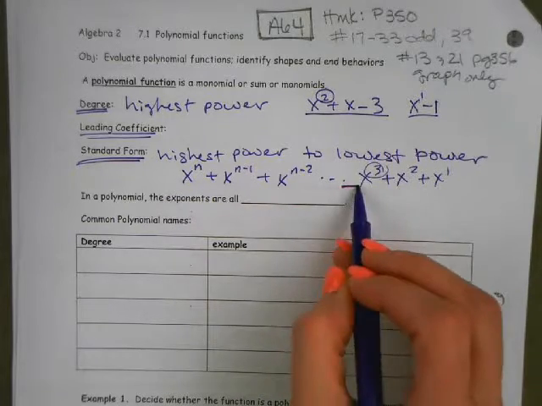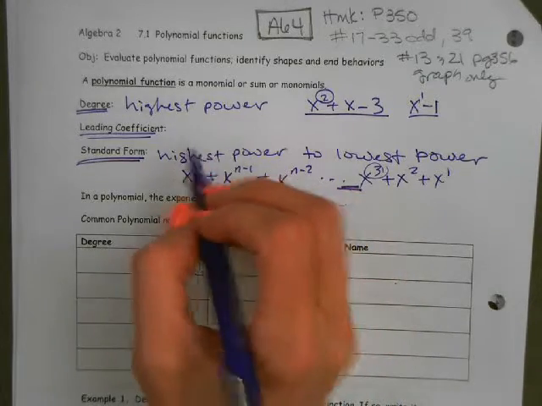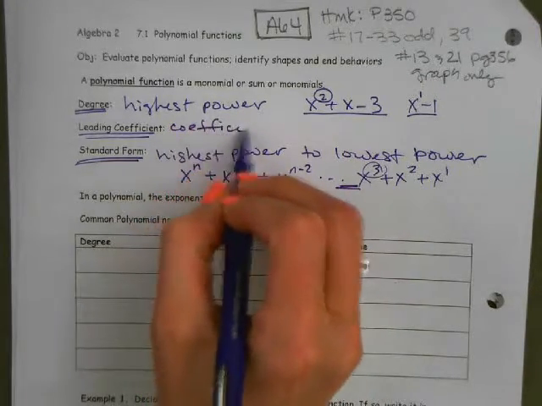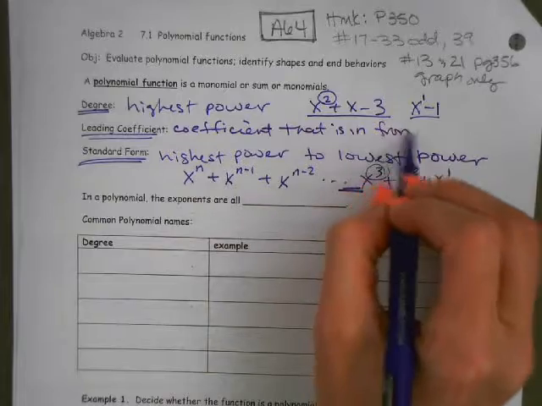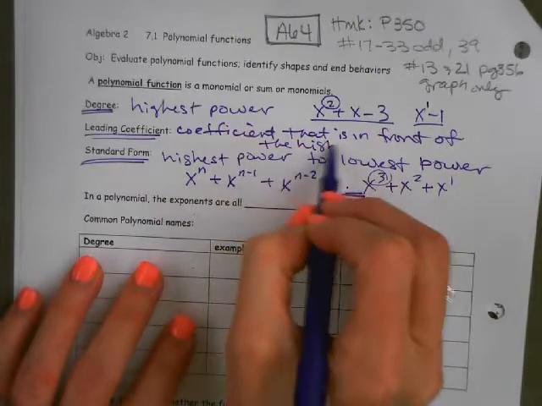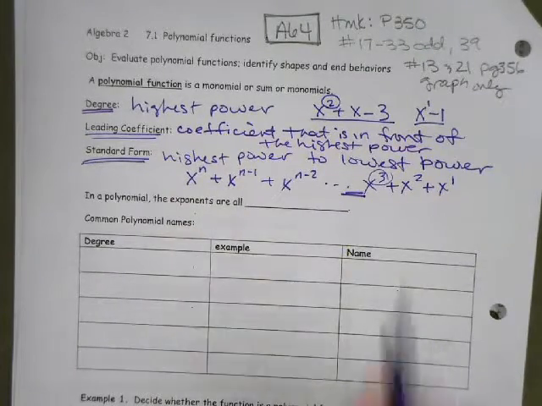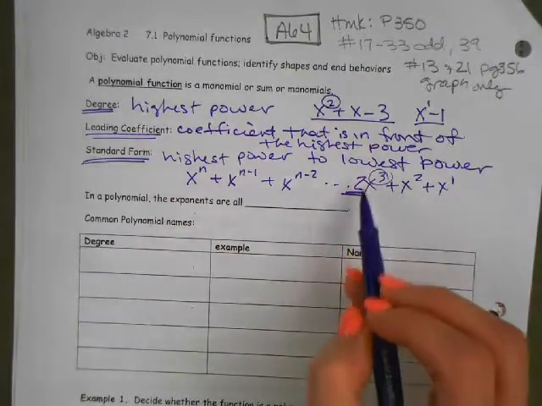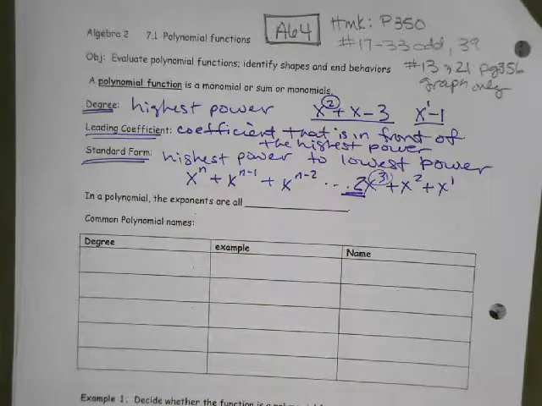And then the leading coefficient is the number in front of the highest powered variable. So it's the coefficient that is in front of the highest power. So if this was a 2x cubed, then the leading coefficient would be 2. So hopefully those three things are review or a little flashback memory, because we have talked about all that before.